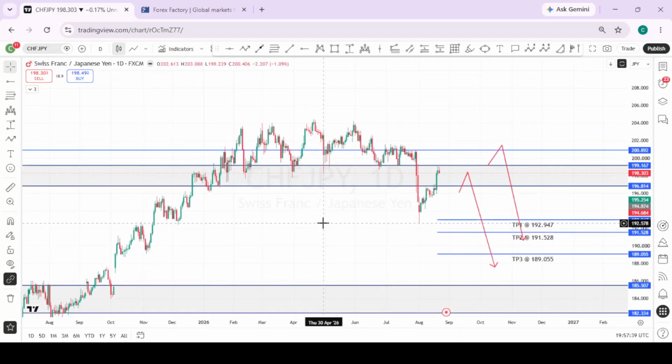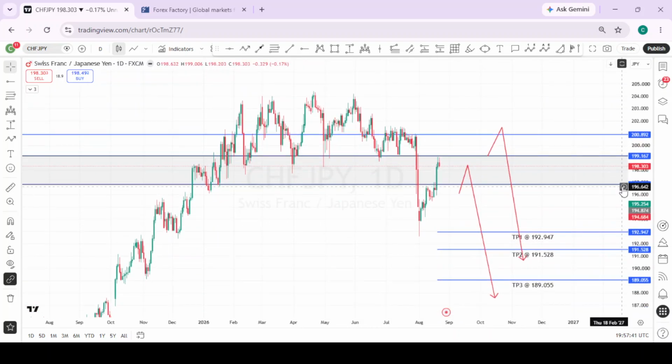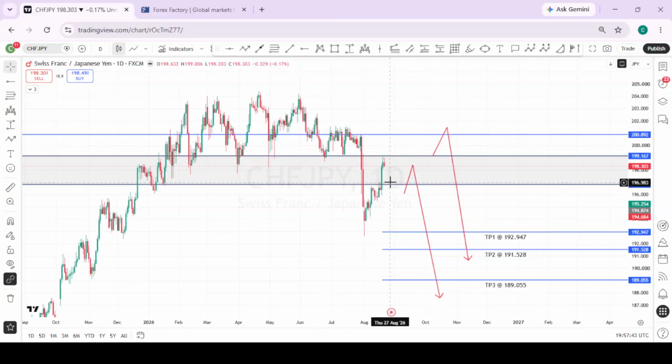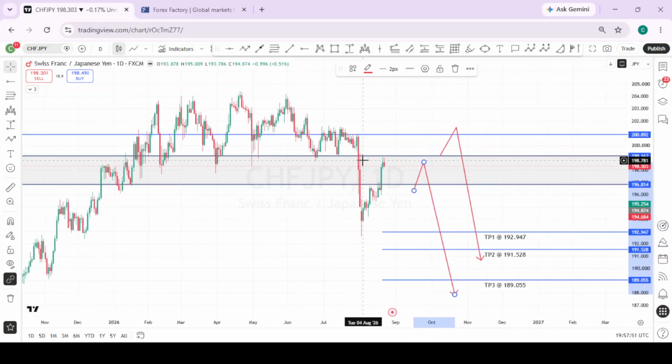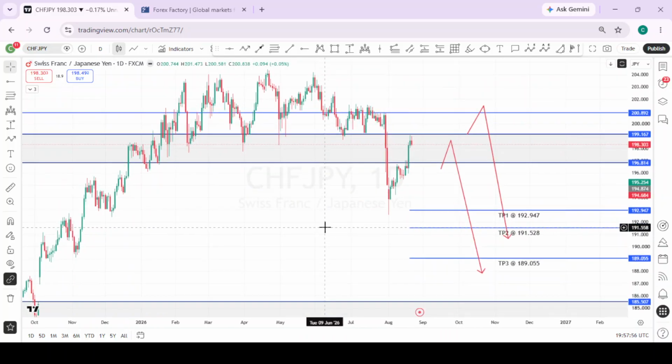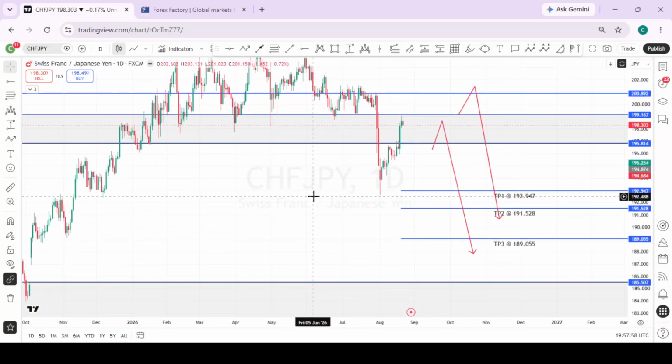This is CHFJPY, and we anticipated that price is going to pull back into this very first area of interest or the second area of interest to give us selling opportunities. Price is currently in the first area of interest, and we will be patient to see how it plays out or it develops around this area. Then we can take our decisions to the downside to the various TPs we have below for CHFJPY.